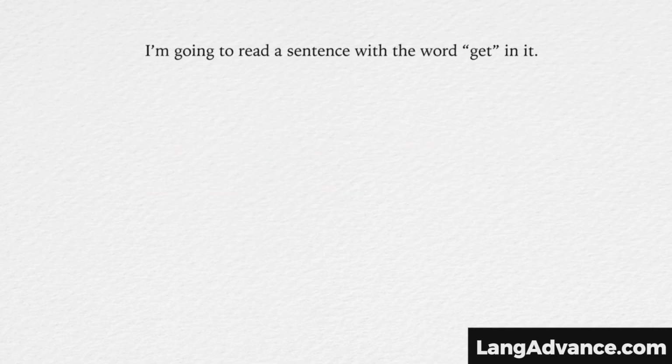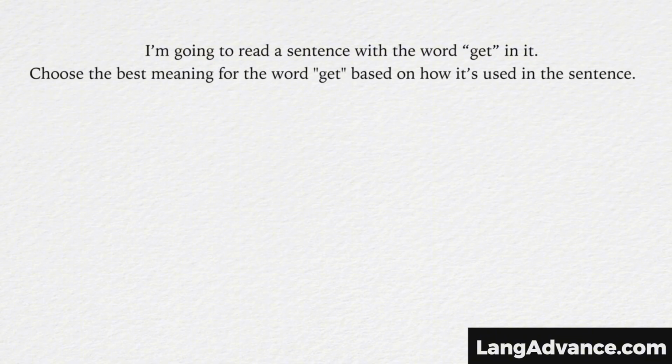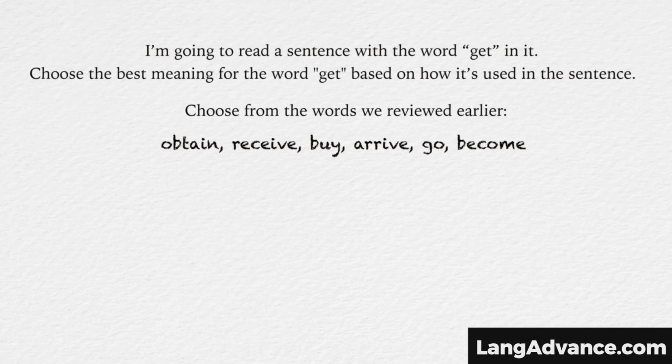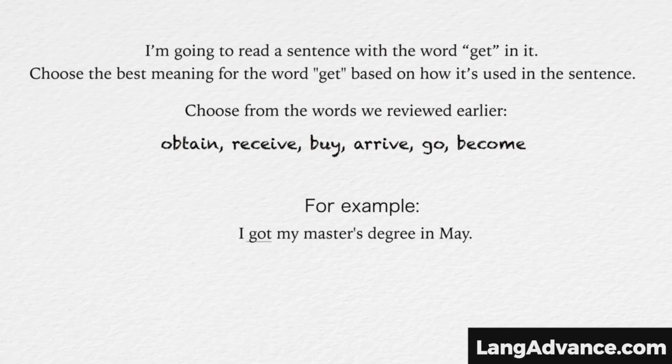I'm going to read a sentence with the word get in it. Choose the best meaning for the word based on how it's used in the sentence. Choose from the words we reviewed earlier: obtain, receive, buy, arrive, go, or become. For example, if the sentence read, I got my master's degree in May, the answer would be obtain, because in this particular sentence, get means obtain.